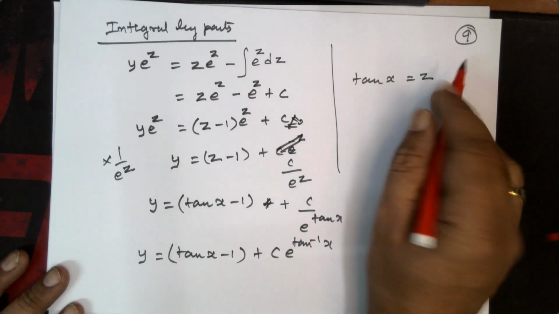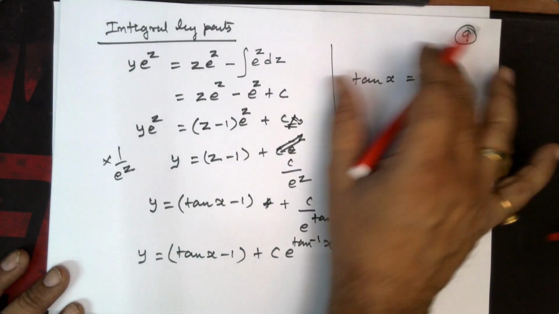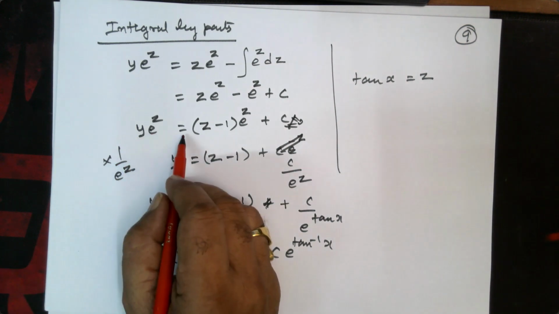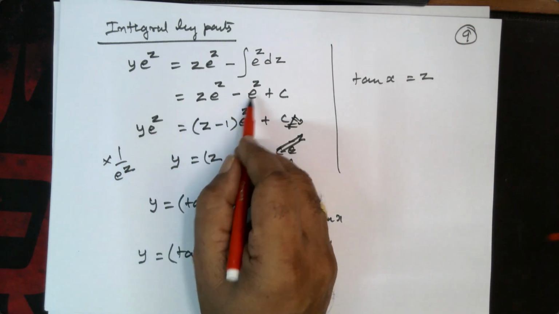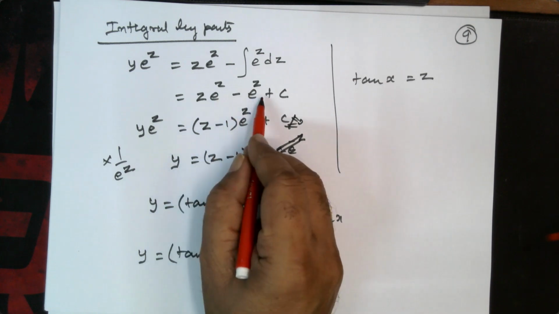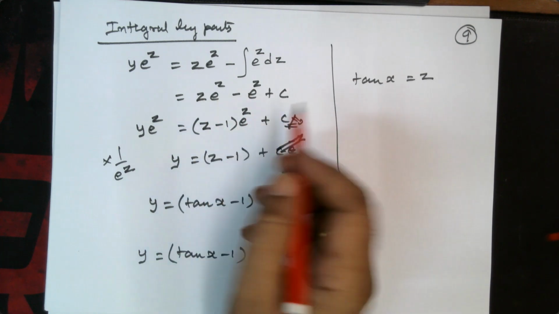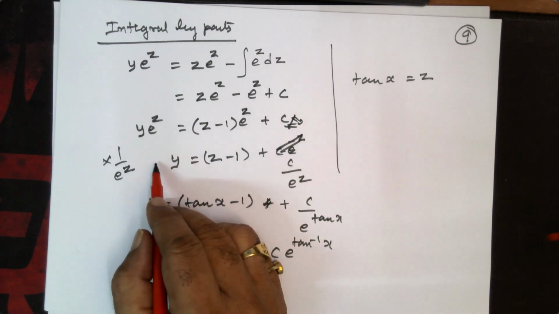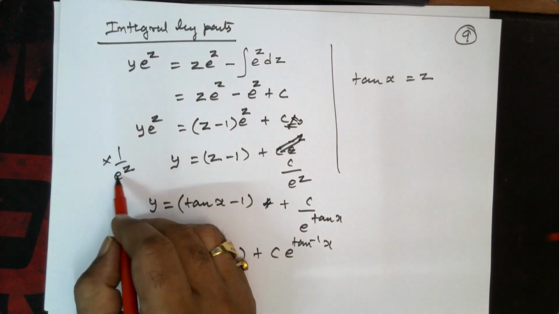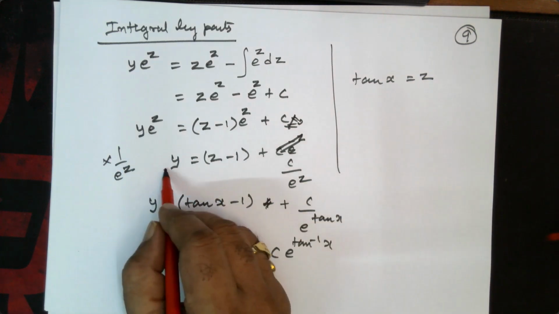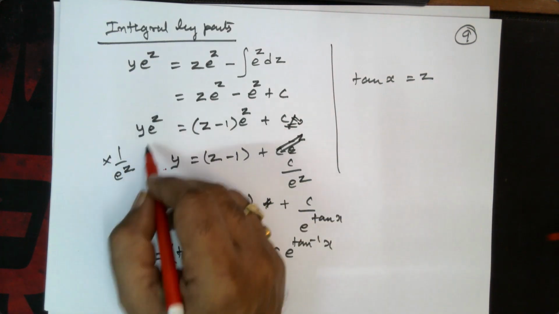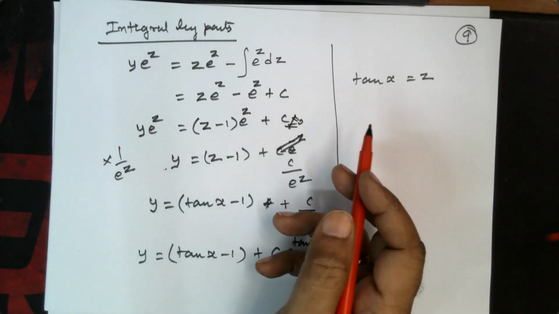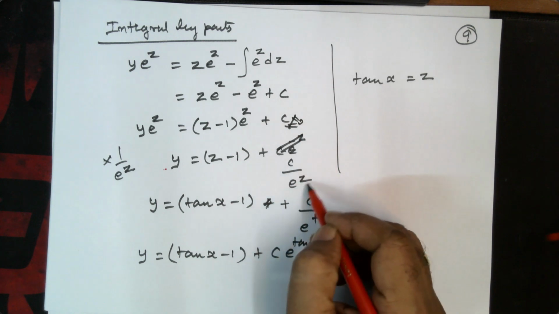Now we already know tan x is equal to z. So let it be as such. Don't confuse here. Now y into e power z is equal to, e power z is common, so you can take it outside the bracket being the GCD. So (z minus 1) of e power z plus c. Now you can divide by e power z on both sides. So it becomes what? y, e power z cancels. So z minus 1, and this is also cancelled. Now you have got c divided by e power z.